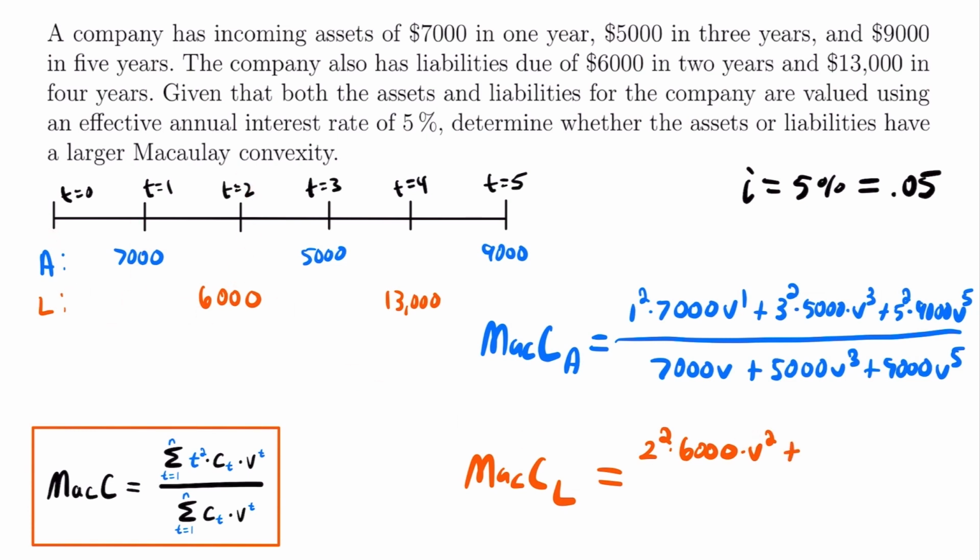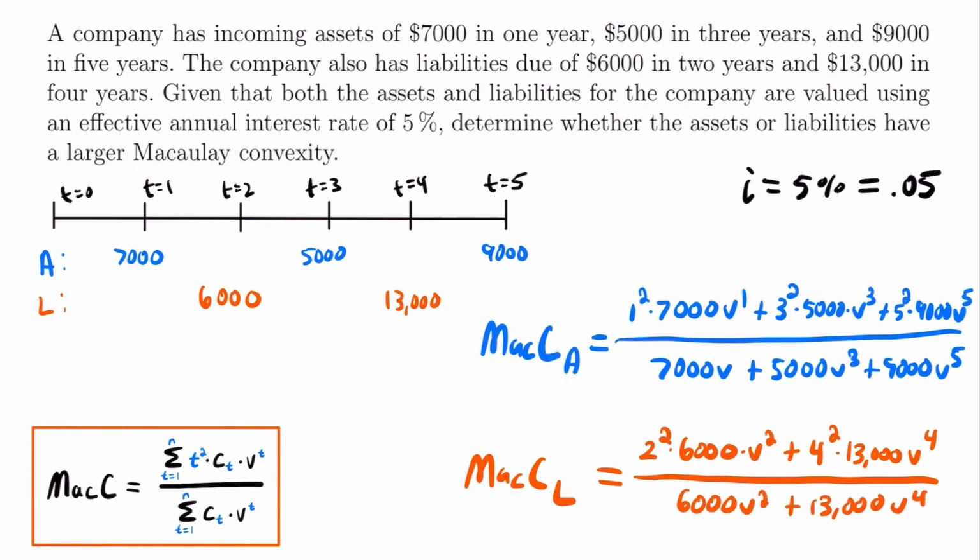And then we'll add that to the time of the second cash flow, which is t equals 4. So we'll have 4 squared times the amount of that cash flow, which is 13,000. And then we'll multiply that by the present value factor to the power of 4, which will bring it 1, 2, 3, 4 years back to the present. All right, and then we'll divide by the present value of the two cash flows, which will be 6,000 v squared plus 13,000 v to the power of 4.